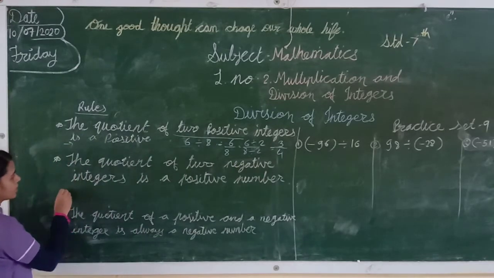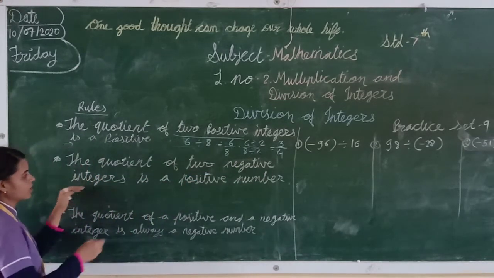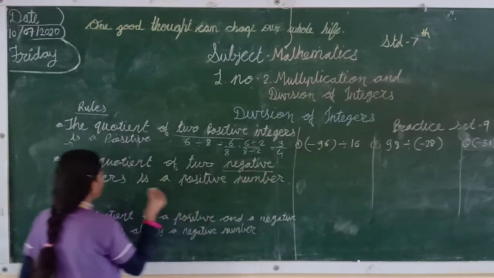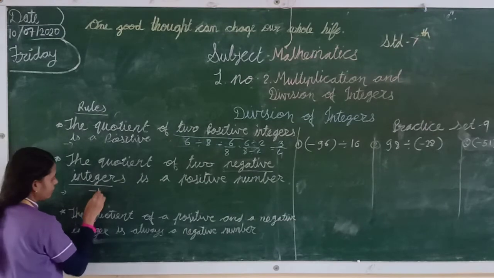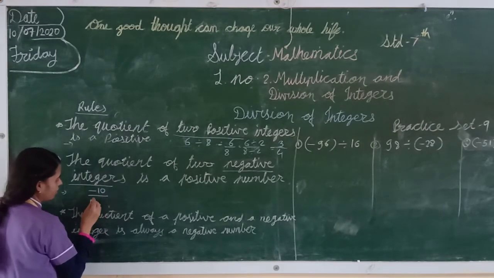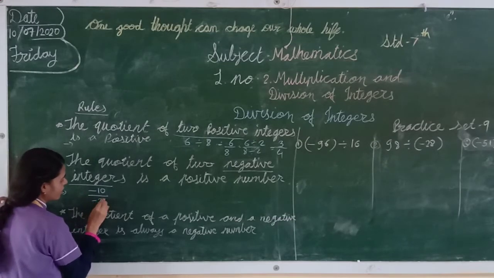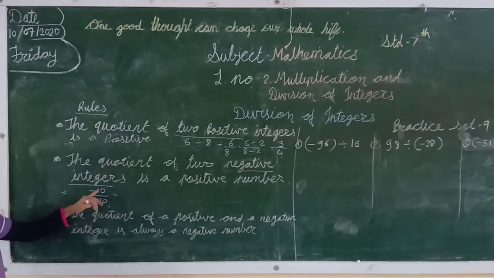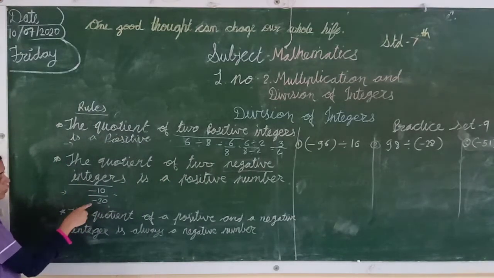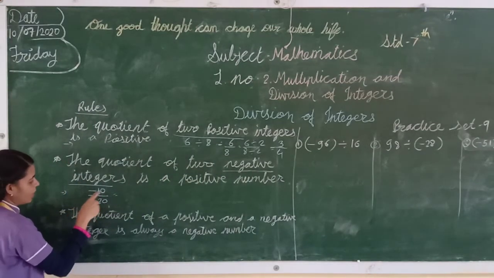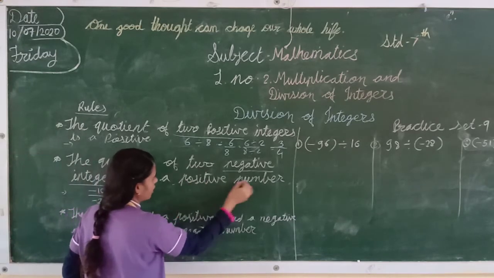Now next we'll see the quotient of two negative integers. Two negative integers means like minus 10 upon minus 20. Okay, both are negative integers, minus 10 upon minus 20. So their answer becomes positive.